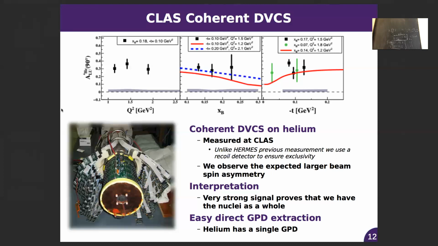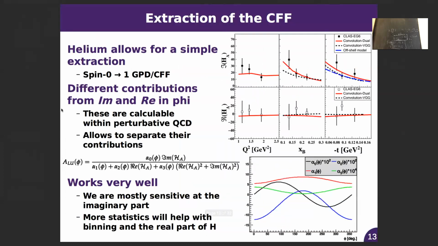And one of the reasons we were working with helium-4 is that helium-4 is actually spin 0. That leads to a very nice thing: in spin 0, in DVCS, there is only one GPD that intervenes. So one Compton form factor with an imaginary and a real part. If you look at how it contributes to the beam spin asymmetry, you have different contributions: a contribution that goes with the imaginary part, a contribution that goes with the real part, and a contribution with the sum.